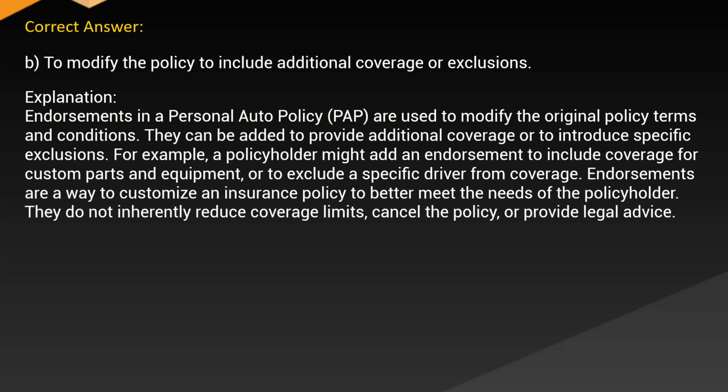Correct answer: B. To modify the policy to include additional coverage or exclusions. Explanation: endorsements in a personal auto policy (PAP) are used to modify the original policy terms and conditions. They can be added to provide additional coverage or to introduce specific exclusions.